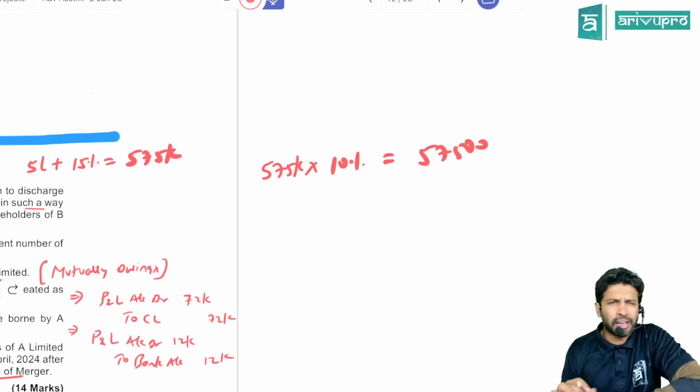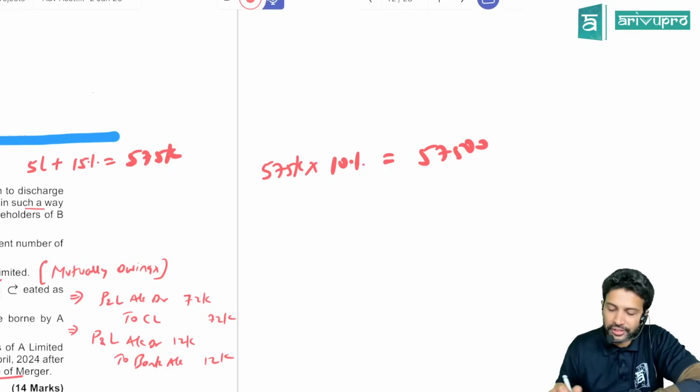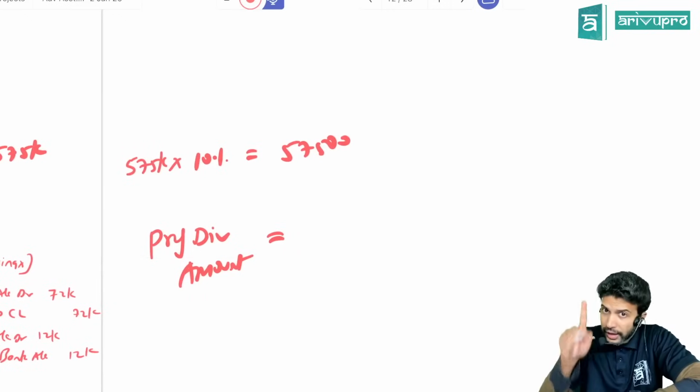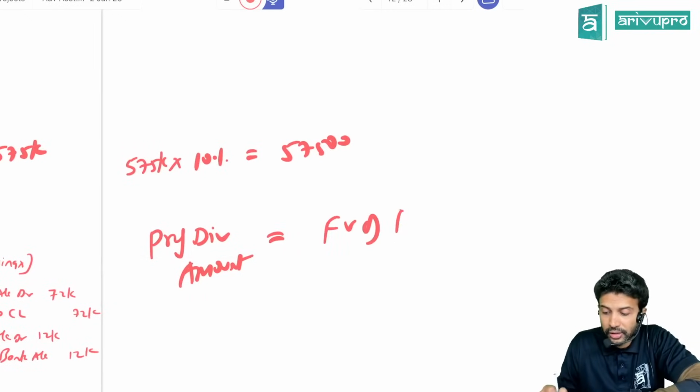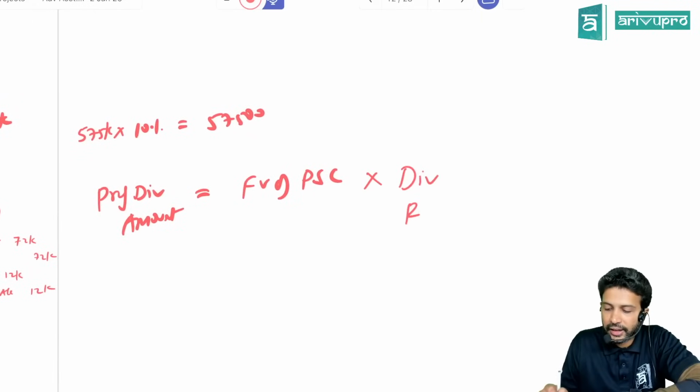Tell me, in simple terms, forget about all this. How do you calculate dividend? In terms of an equation, express that. How do you get preference dividend? If you want the preference dividend amount, how will you calculate? Will you take preference share capital or face value? You will take the face value of preference share capital and multiply it by the dividend rate.